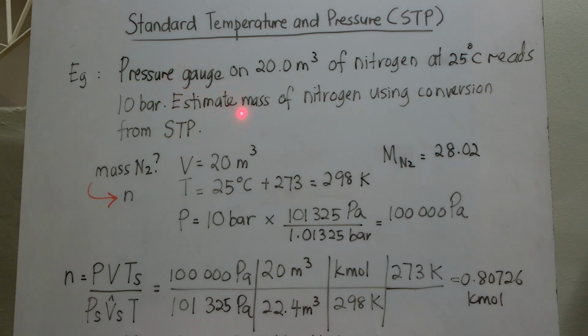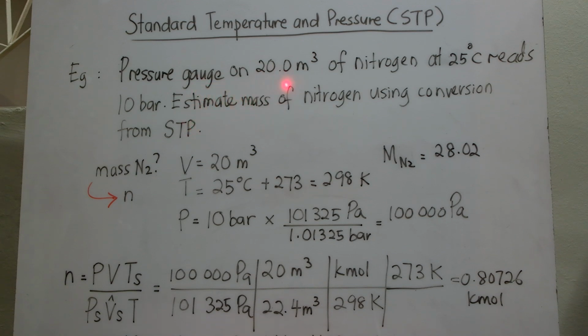So the question wants us to find the mass of nitrogen using STP, without using the regular R gas constant. We are given information. So what do we have? We have volume, we have the temperature of the system, and we also have the pressure of the system. So the question wants us to find mass.